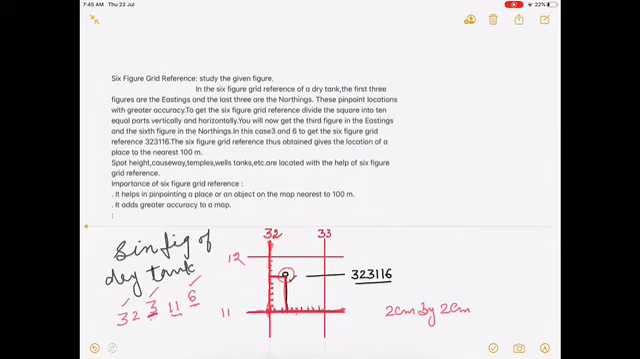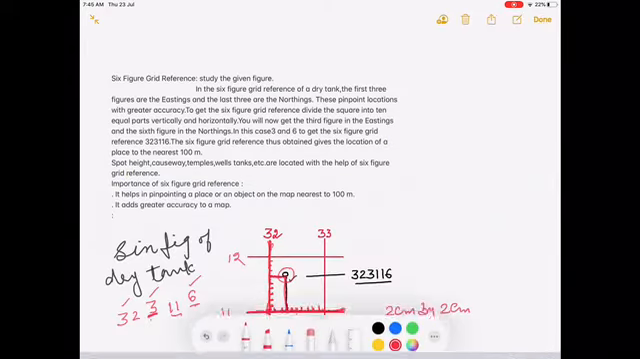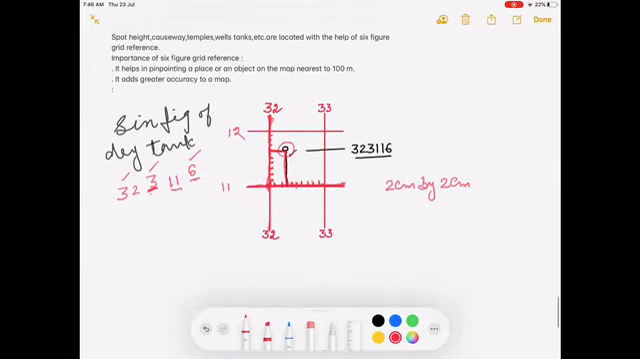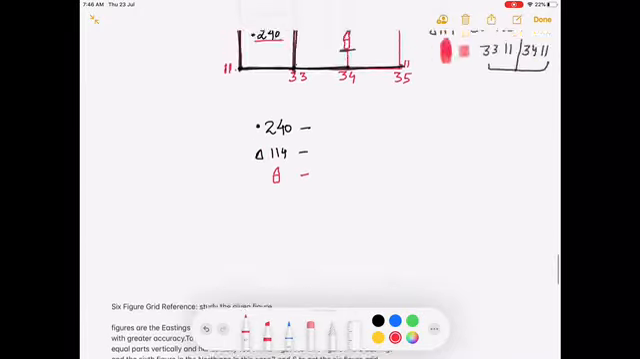What are the symbols that we can identify with the help of the six-figure grid reference? That can be any feature like a spot height, causeway, temple, well, tanks, any man-made feature or a physical feature. What is the importance of six-figure? It helps in pinpointing a place or an object on the map to the nearest 100 meter. It adds greater accuracy to a map. So that is why, children, we are finding the six-figure grid reference, right?